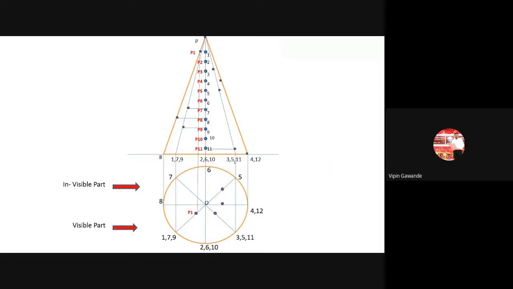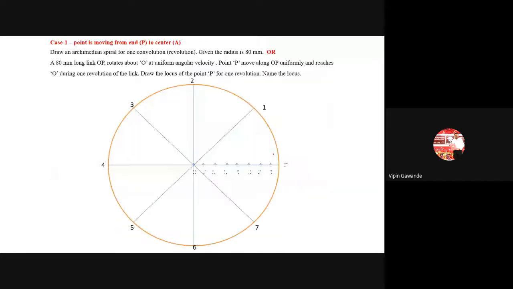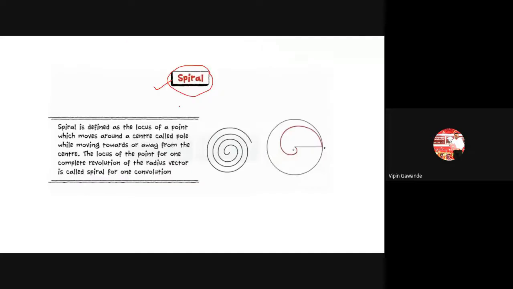So today we will see what is meant by the spiral. We will see the construction method for the spiral. A spiral is defined as the locus of a point which moves around a center, called the pole, while moving toward or away from the center.